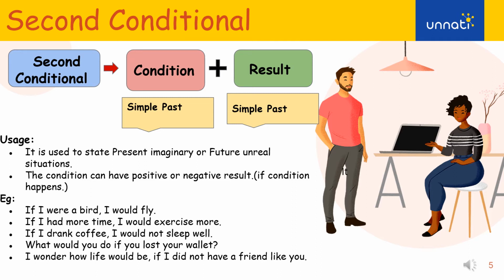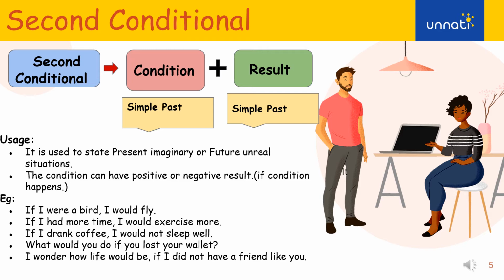Let us look at the other examples. If I had more time, I would exercise more. So do you actually exercise more? No, because there is lack of time. But you are just wishing or imagining. If I had more time, I would exercise more, both in simple past tense.